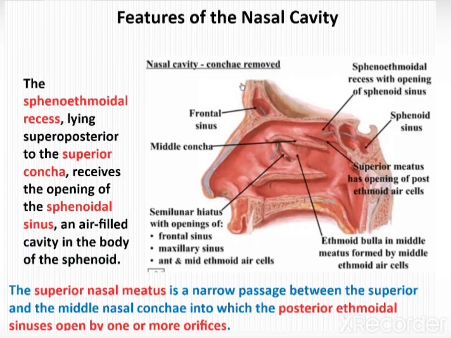Features of the nasal cavity. The sphenoethmoidal recess, which lies superior and posterior to the superior concha, receives the opening of the sphenoidal sinus. The superior meatus is a narrow passage between the superior and the middle concha into which the posterior ethmoidal sinuses open by one or more orifices.